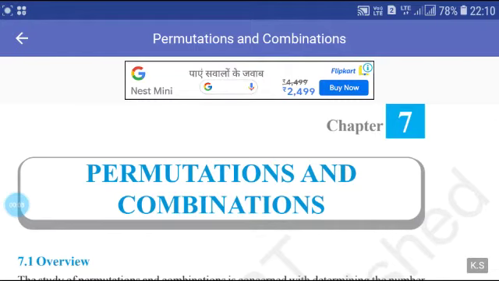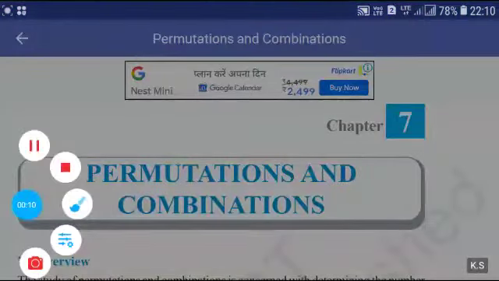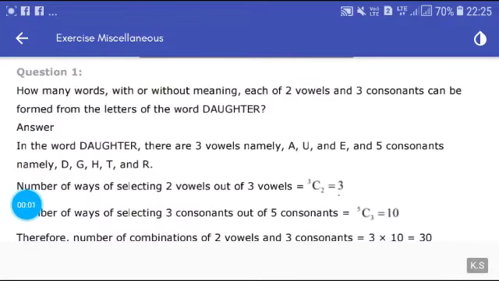Now let us continue our chapter permutations and combinations. In this class, we will solve questions from the miscellaneous exercise.